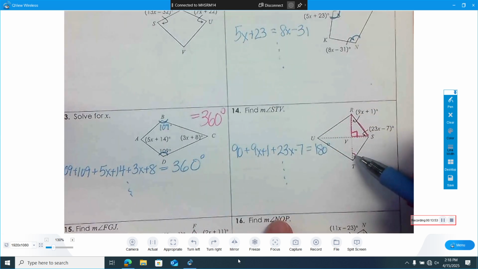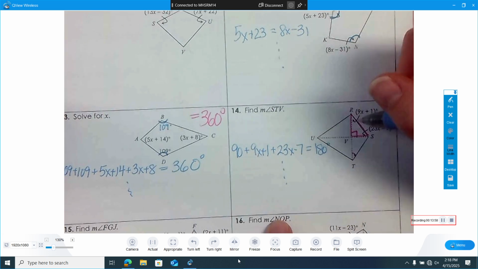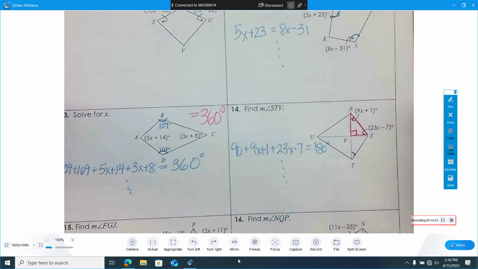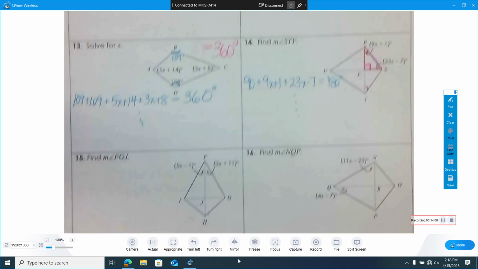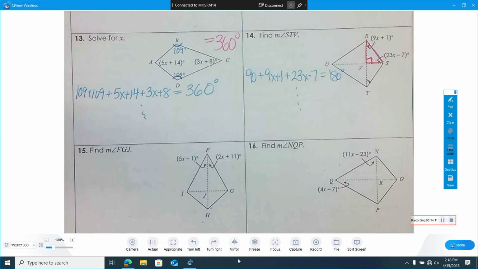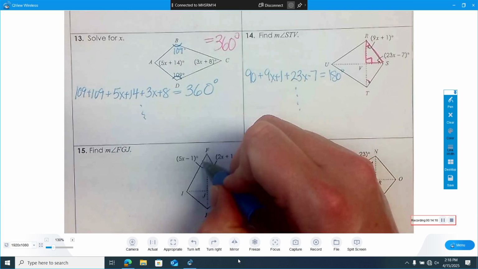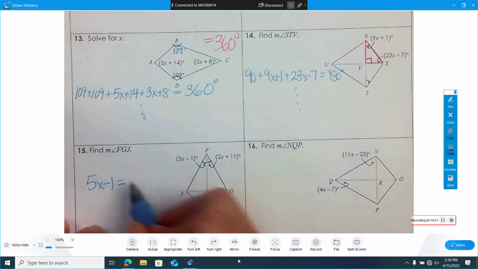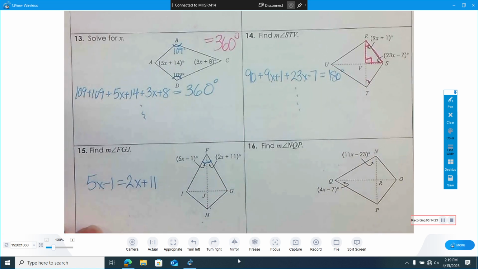How are we going to figure out this angle, though, STV? It's the same as that. Very good. That little VRS right here. Those two are the same. Very good. All right. Last one, 15. What do we know about these kites? Those two little angles are congruent. Very good. So again, 5x minus 1 is equal to 2x plus 11, because we do have congruent triangles there. Very easy to see once you know they're congruent.